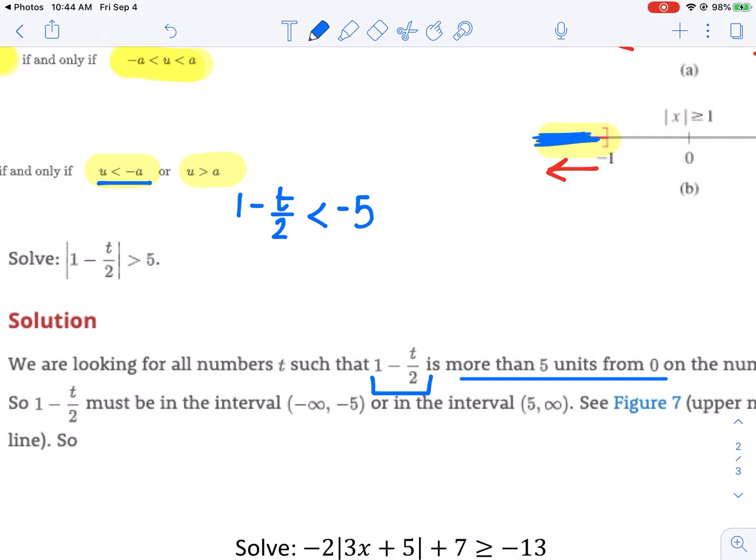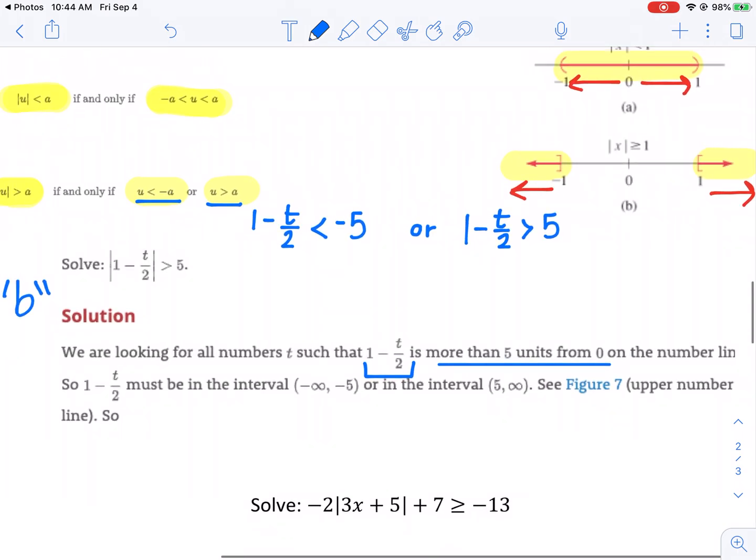That's what I'm visualizing. Or the other case it could be is that the u, or what's in the absolute value, is greater than your a value. Talking about this portion over here. It could fall in one of those two cases.